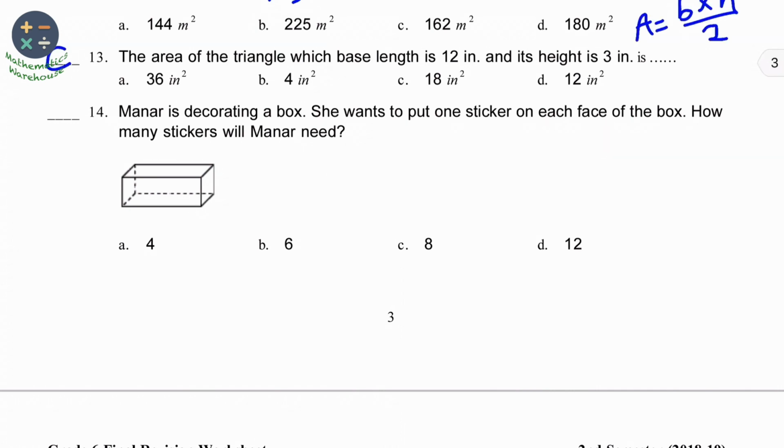Next question. Manar is decorating a box. She wants to put one sticker on each face of the box. How many stickers will Manar need? As we know, the box takes the shape of a rectangular prism, as you can see in the figure, and this rectangular prism has 6 faces, so it would have 6 stickers, which is B.